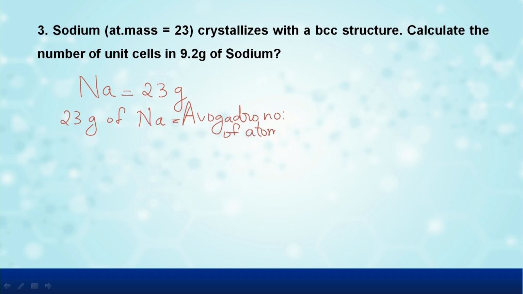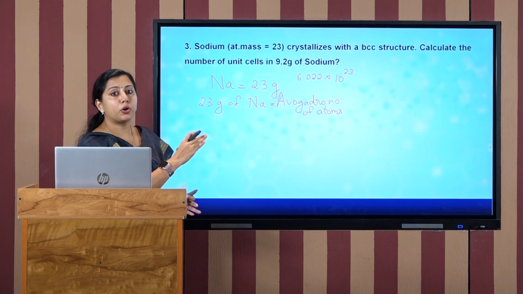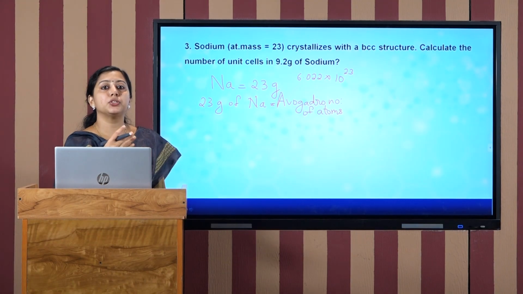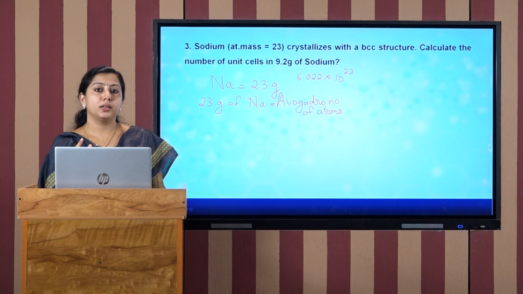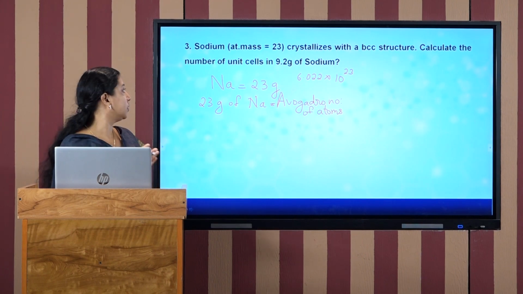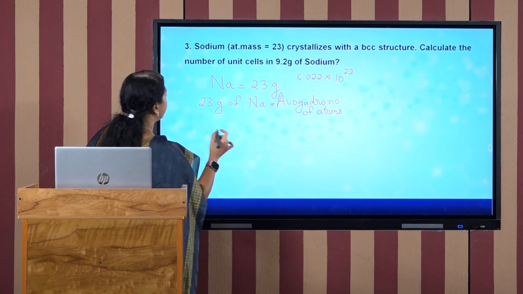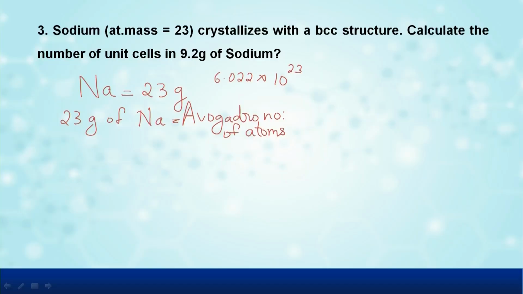Avogadro number of atoms. And what is the Avogadro number? It is 6.022 into 10 raised to 23. Okay. So 23 gram of sodium will contain 6.022 into 10 raised to 23 number of atoms. So what will be the number of atoms in 9.2 gram of sodium?